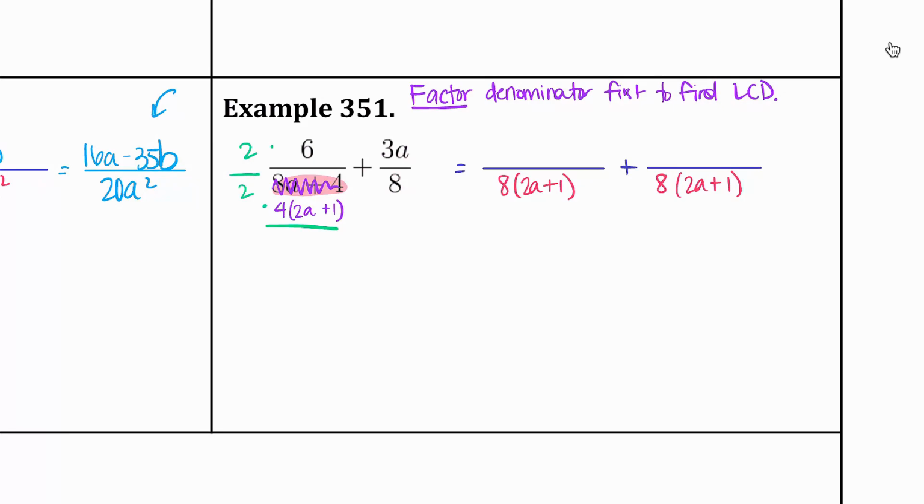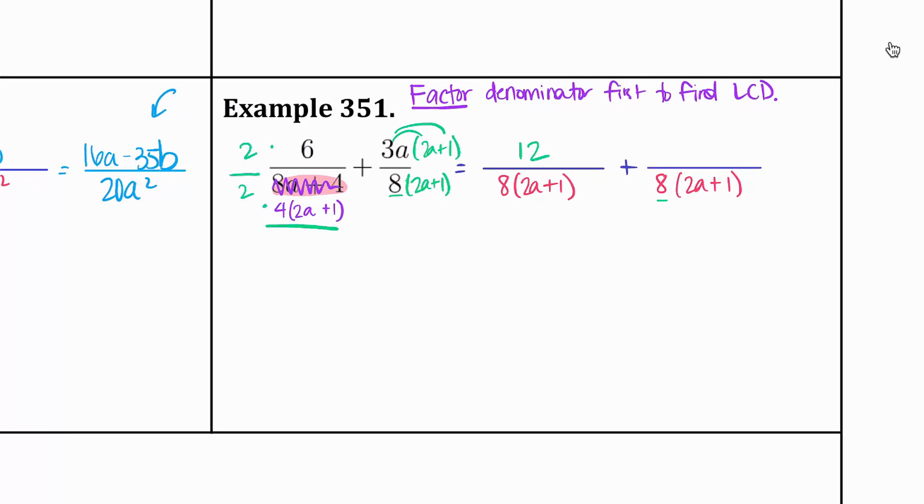2 times 6 gives me 12 on top. For this next one, it already has the 8, but we need it to have that 2a plus 1. So I'm going to multiply it by 2a plus 1. Same thing on top, 2a plus 1. And I'm going to go ahead and multiply that out because we're about to need to combine those numerators. So we want it simplified.